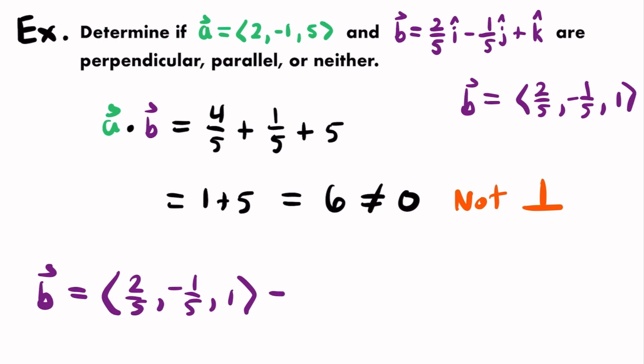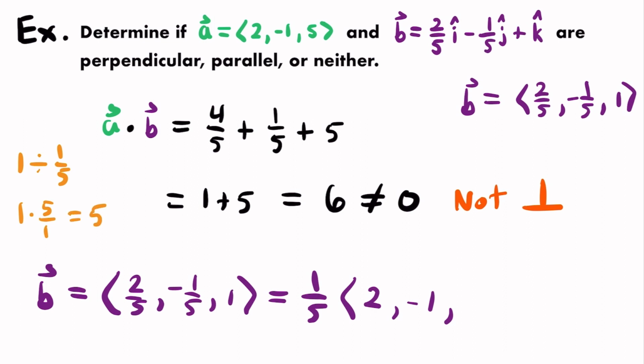Watch what happens here. This will be equal to 1/5 times 2, -1, and then what is 1 divided by 1/5? If you pull out 1/5 out of 1, what do you get? Well, I'll just do a little bit of side work here. If we have 1 and we're dividing by 1/5, that's the same as multiplying by the reciprocal of that fraction. So we have 1 times 5 divided by 1. And so that's just going to be equal to 5. All right, so 1 divided by 1/5 is 5. So our last component is 5. And look at this vector. We have 2, -1, 5, the same exact vector as vector A.